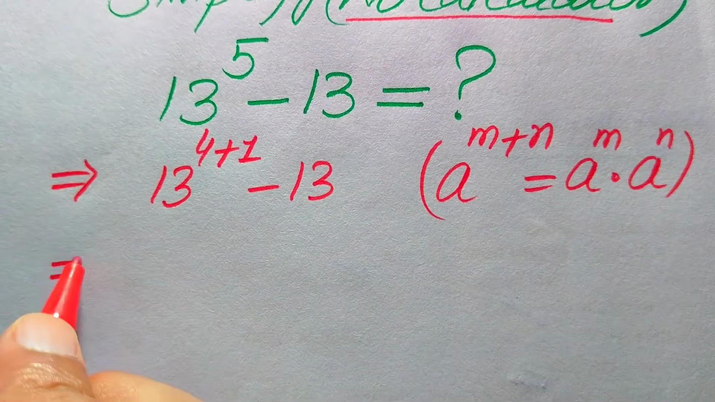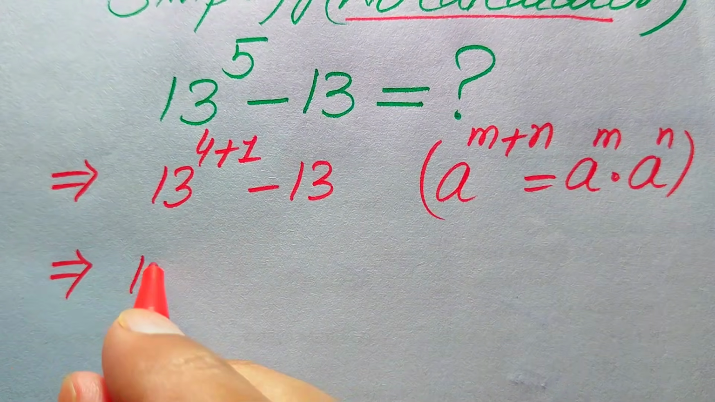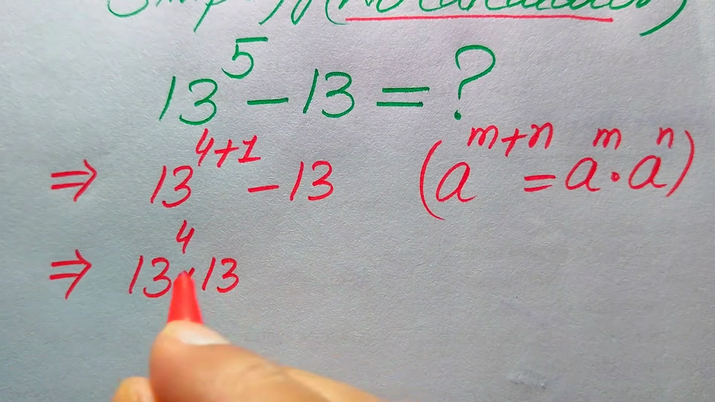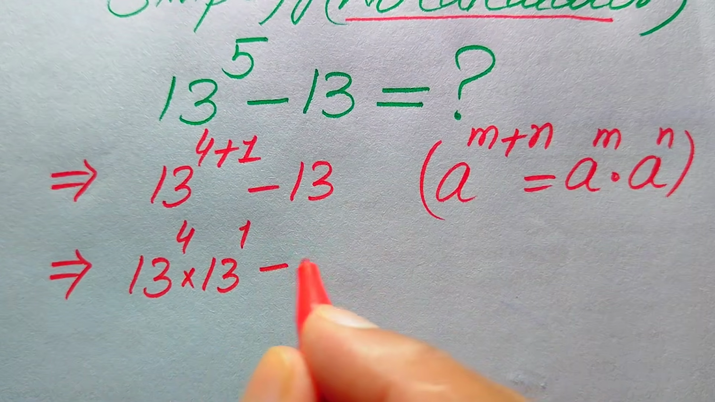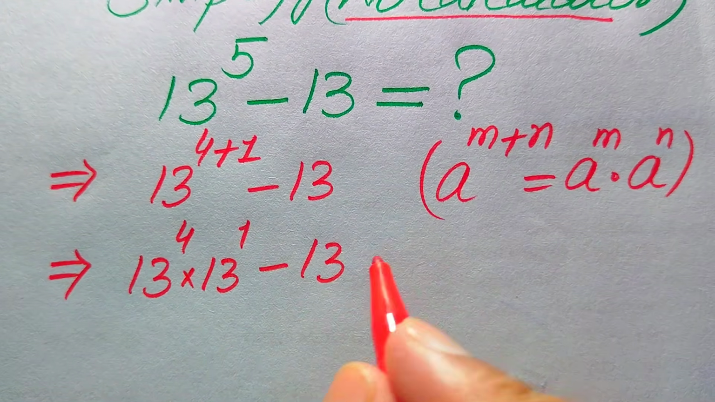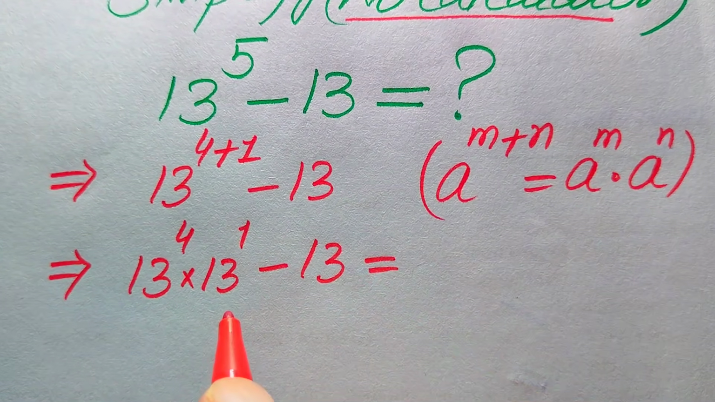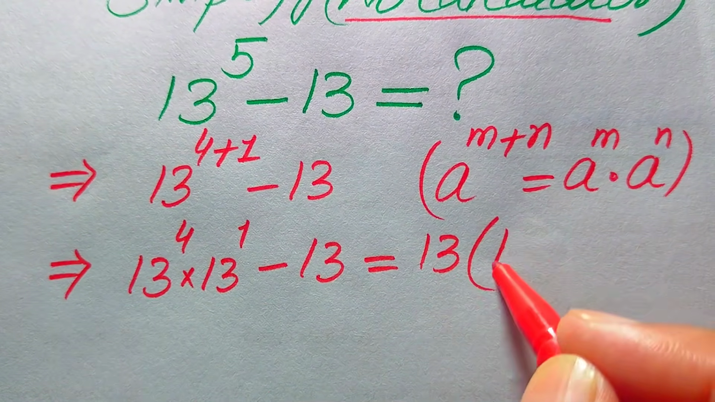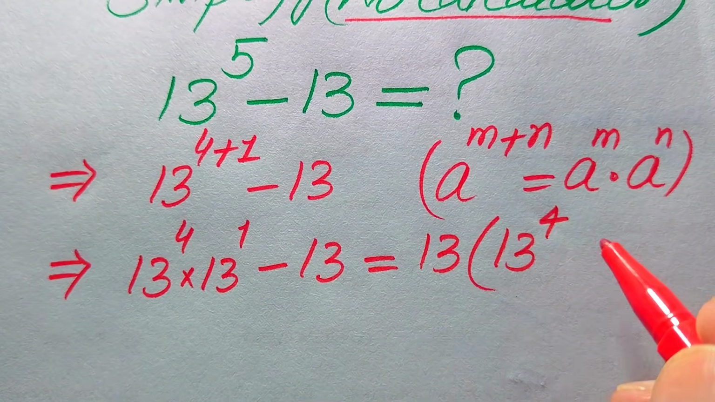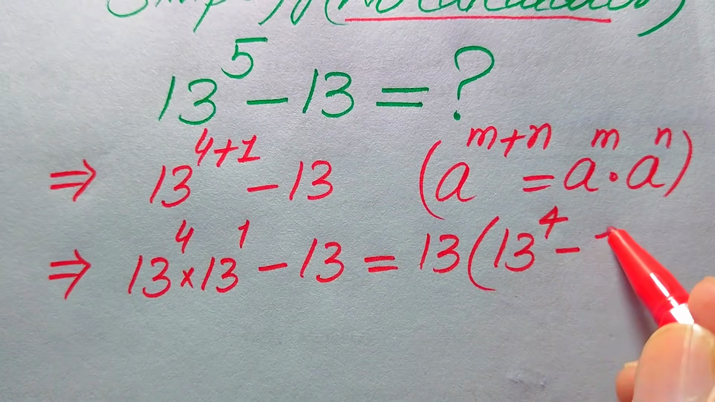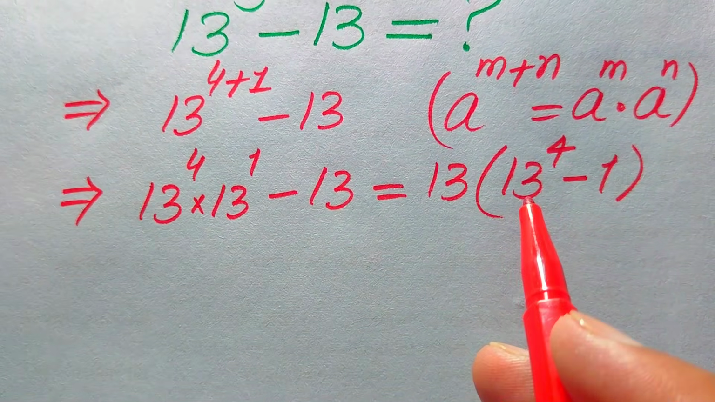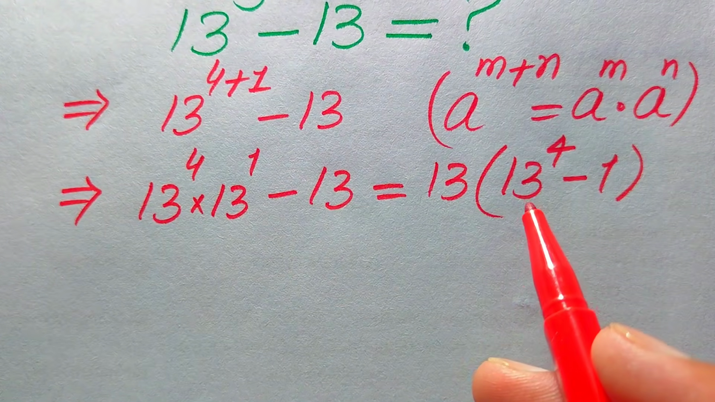And now in the next step, we break this exponent, and this will be written as 13 to the power of 4 times 13 to the power of 1 minus 13. And here you see that both of these two terms involve 13. So we take 13 common from here, and the remaining value is 13 to the power of 4 minus 1. So here first we need to find the value of 13 to the power of 4.